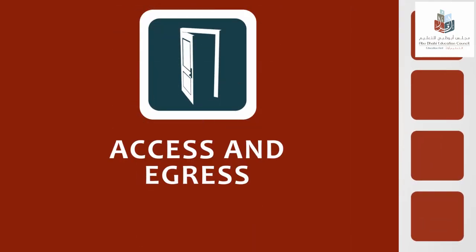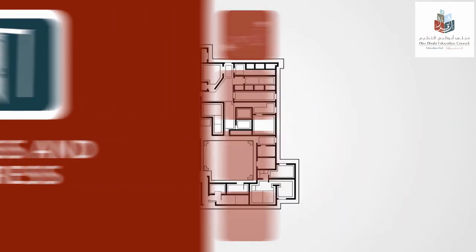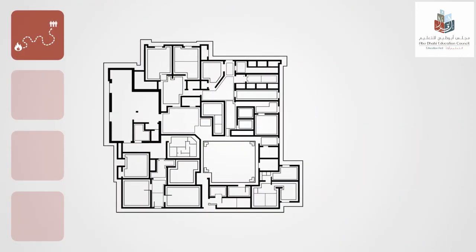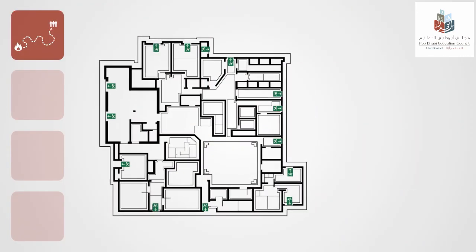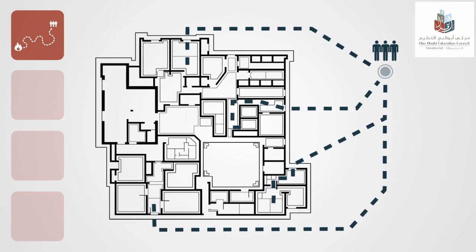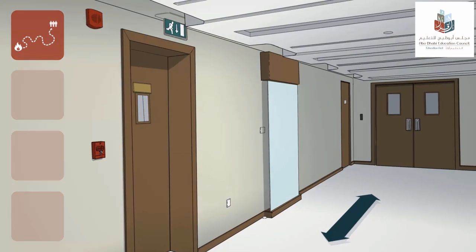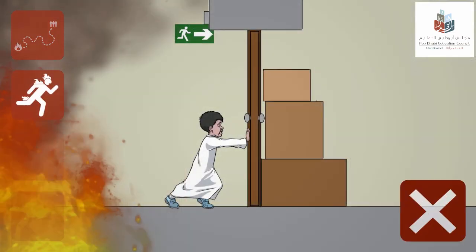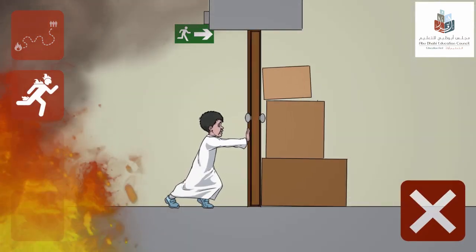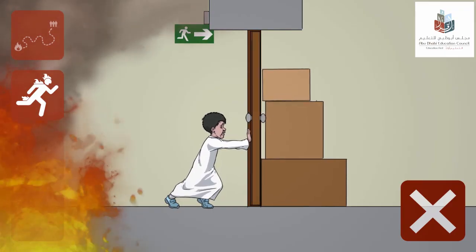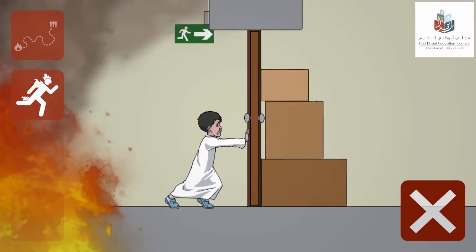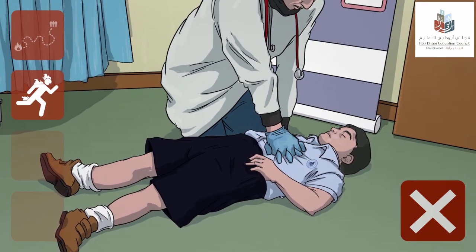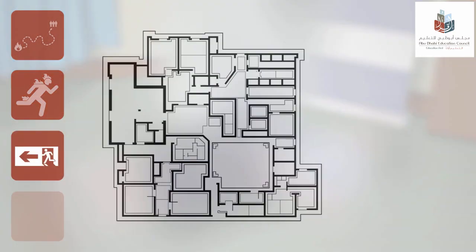Access and egress. Access and egress areas in schools include exit doors, exit routes, corridors, hallways, and stairways. If these areas are blocked or obstructed, it could cause injuries and delays when evacuating an area, which poses a threat to staff and students.